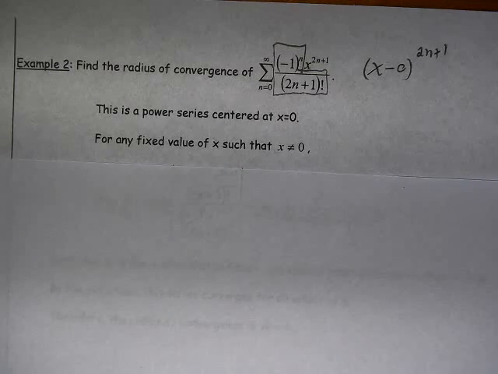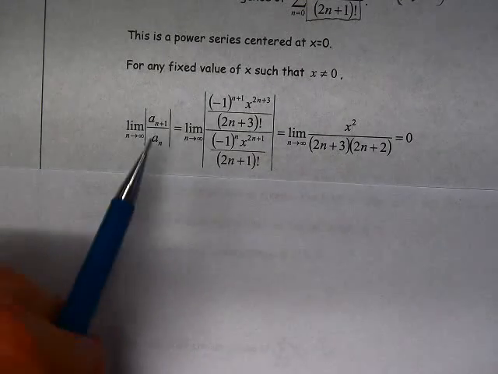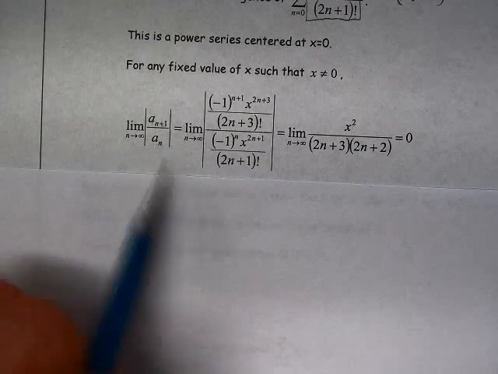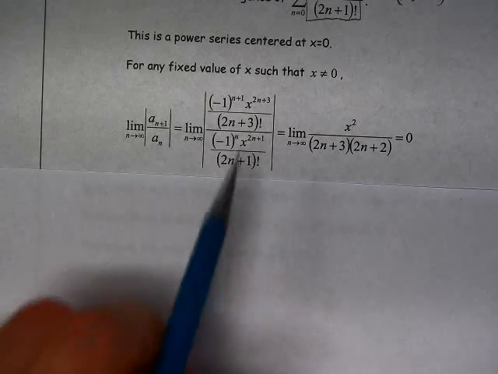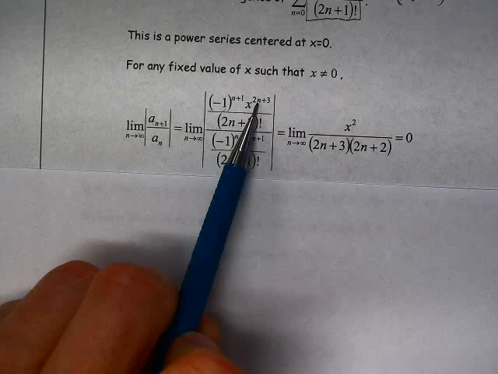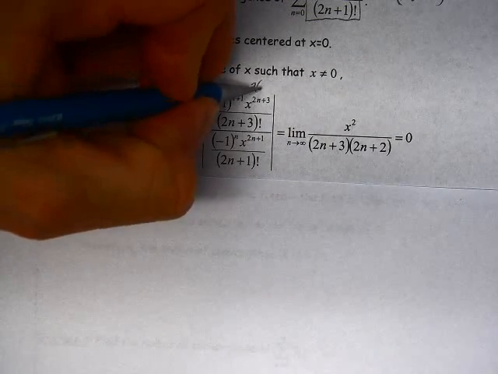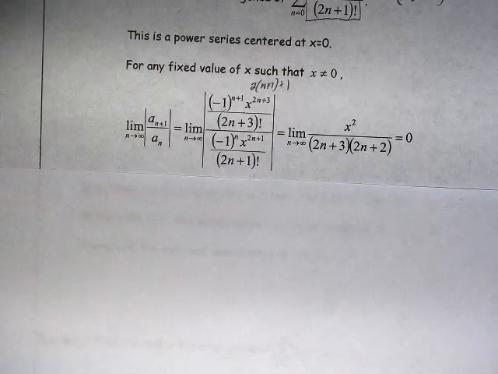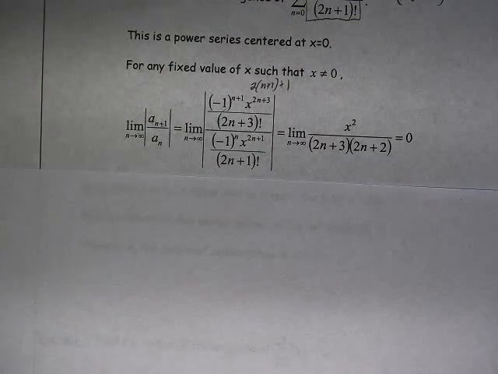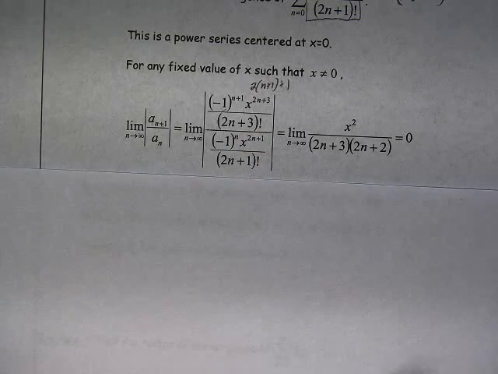Alright, so for any fixed value of x such that x is not equal to 0, we're going to try to do this ratio test. So we have the absolute value of a sub n plus 1 over a sub n. So we fill these out. We have n plus 1. This becomes 2n plus 3, because when we go 2 times n plus 1, that ends up giving us a 2n plus 3. We have 2n plus 3 factorial here, and so on.